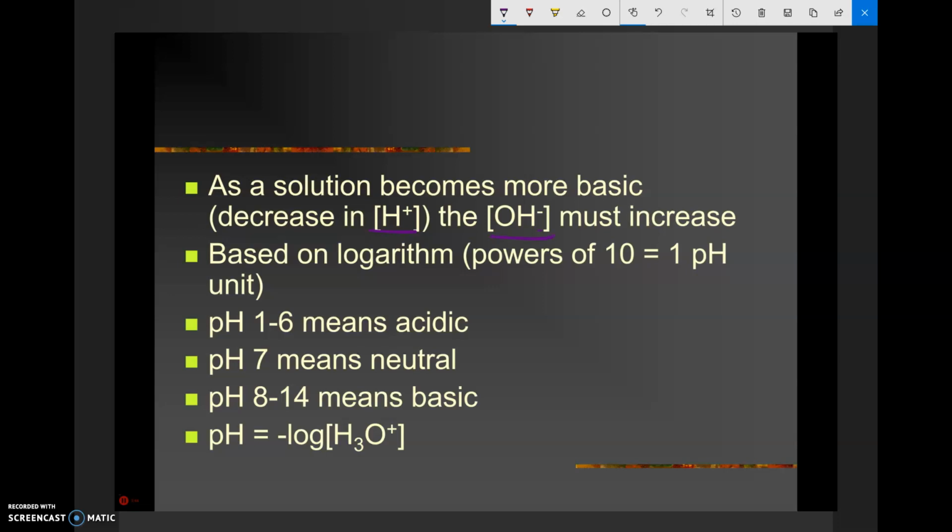Okay, now the cool thing about acids is that they're based on logarithms. And I know logarithms aren't everybody's favorite, but we're just doing very simplistic logs in acid base. So a log just means that it's equal to 10. It has powers of 10. And every power of 10 is 1 pH unit.